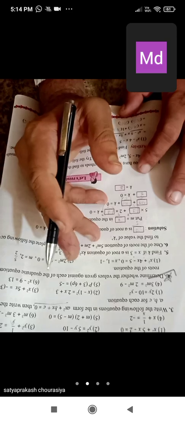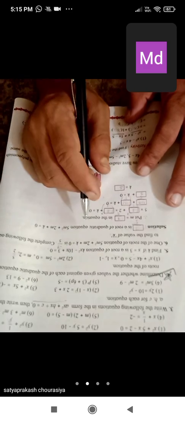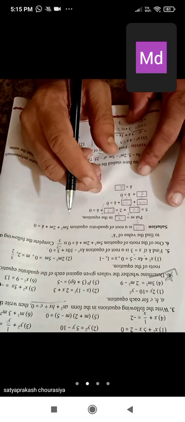So what is meant by the root? The value of the variable which satisfies the equation, or which makes the left hand side and right hand side equal, that number, that value is called the root of the given quadratic equation.